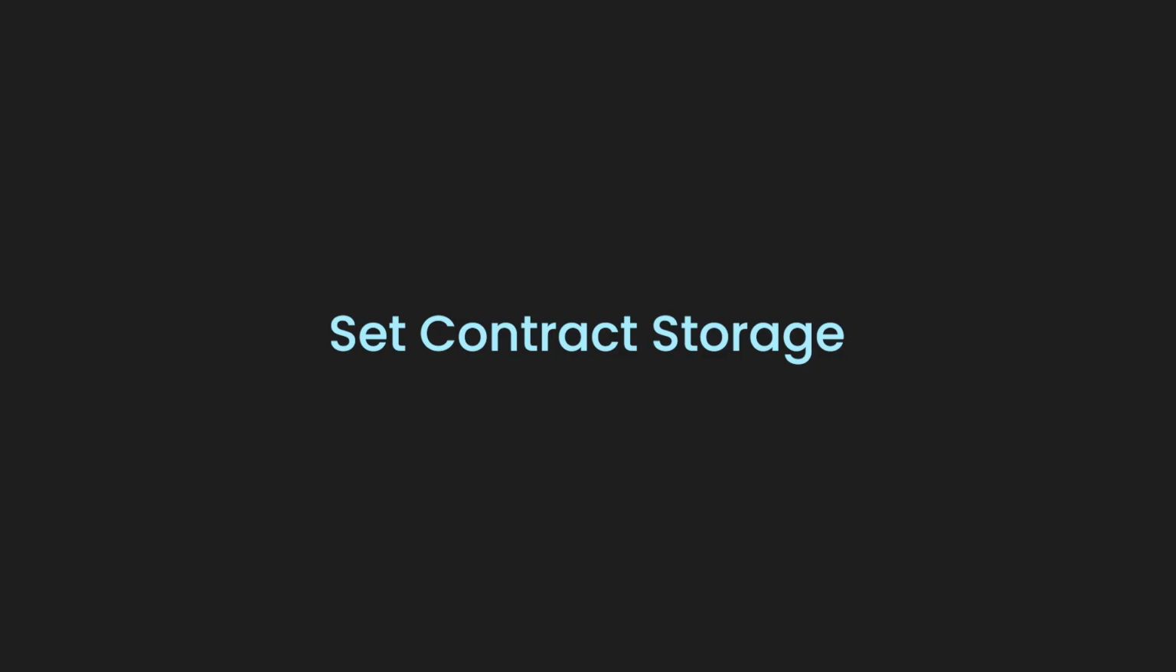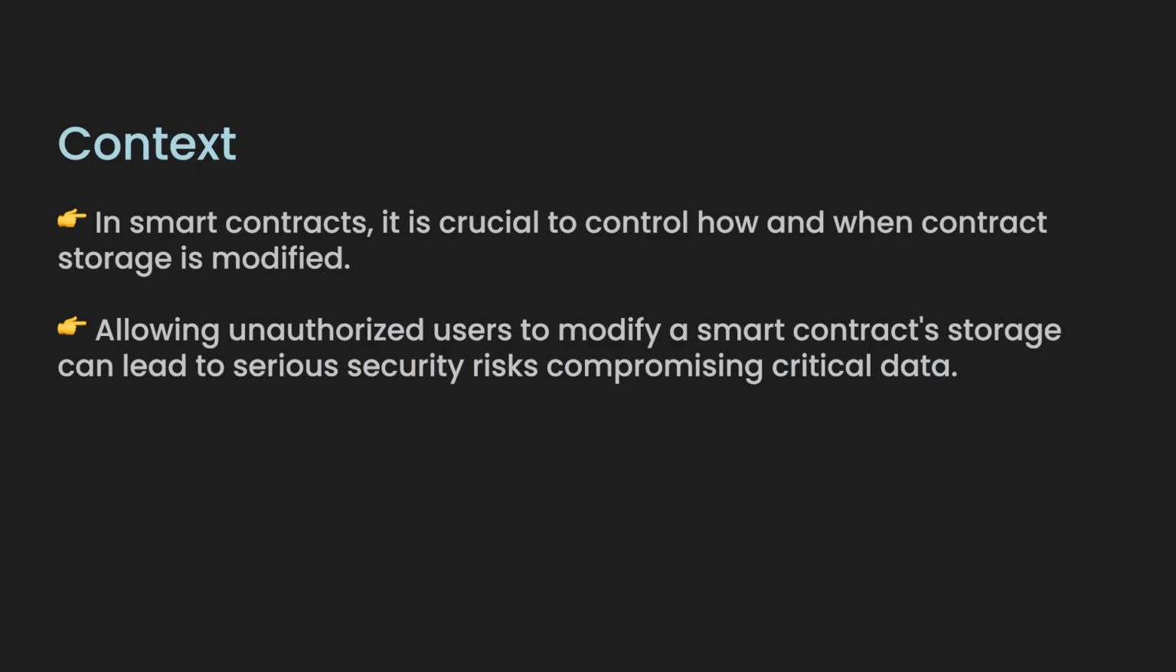Today, we'll explore a detection class known as set contract storage. In smart contracts, it's crucial to control how and when contract storage is modified. The set contract storage issue occurs when a smart contract allows unauthorized users to modify its storage. This can lead to significant security risks, including unauthorized changes to critical contract data.